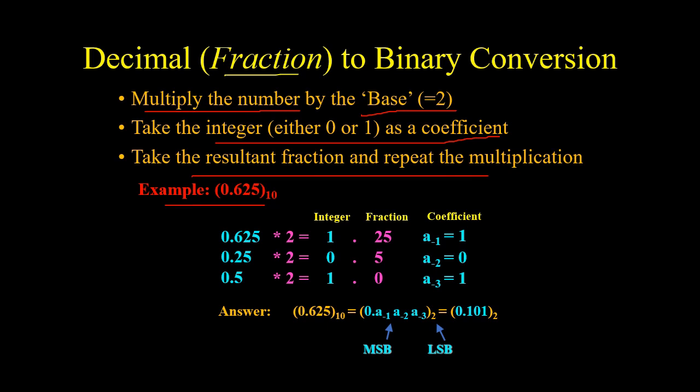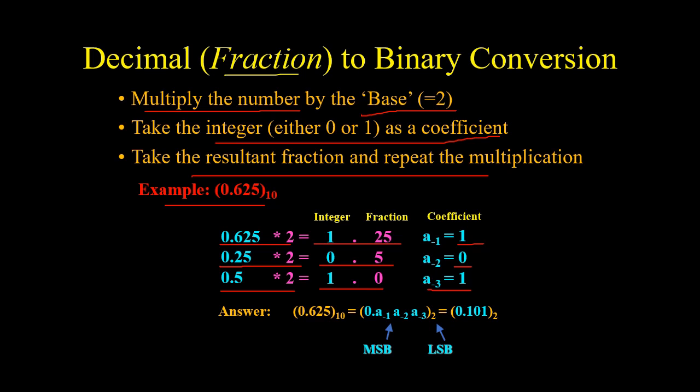For this we will multiply this by 2 and we will have a number of 1.25, where the 1 will act as a coefficient and the remaining fraction 0.25 will be multiplied by 2. Then we will have a number of 0.5. Now the coefficient will be 0 and the remaining 0.5 will be multiplied by 2. The result will be 1.0. Here 1 will act as an integer.